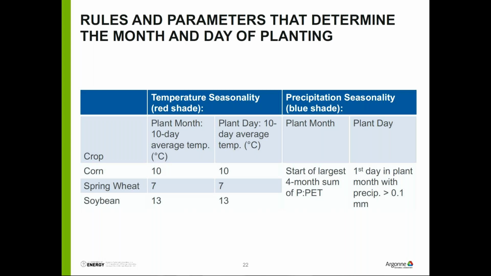So there's requirements for all of these. For the precipitation cycle, our plant month is going to be determined by the largest 4-month sum of precipitation to potential evapotranspiration. So that's going to be the month where you basically have the most moisture in order to grow. And then the planting day will be the first day in the month that we've determined as our planting month that has some small amount of precipitation above 0.1 millimeters. Since the model likes to drizzle, that usually means we're planting on the first day of the month, but not always.